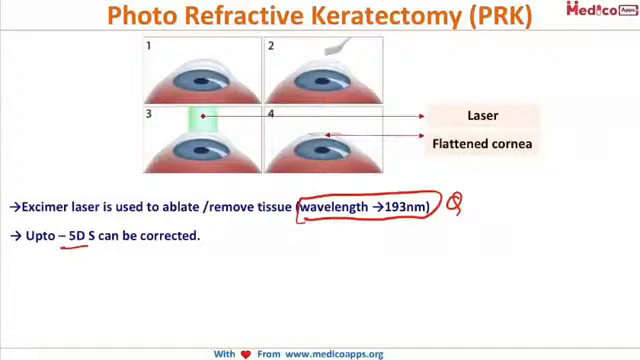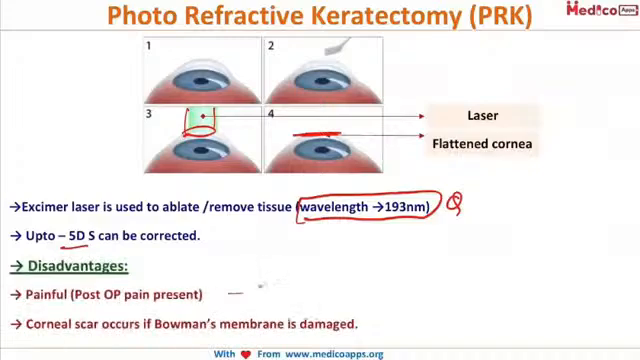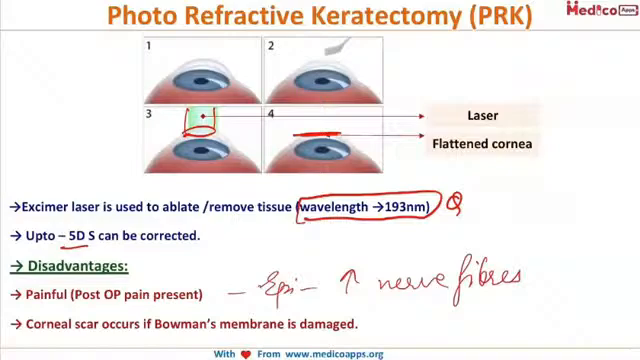What you do is, you can see from this picture that the laser beam is focused onto the epithelium of the cornea and it is ablated. This cornea is removed and this results in correction of the refractive error up to -5 diopter sphere. However, the disadvantage of this is that it is very painful because we know that the epithelium is rich in nerve fibers. So it is a very painful condition that can last for a very long time after the surgery. Also, if you damage the Bowman's membrane, we know that it does not regenerate, so it can result in corneal scarring. These are the 2 drawbacks of this procedure.